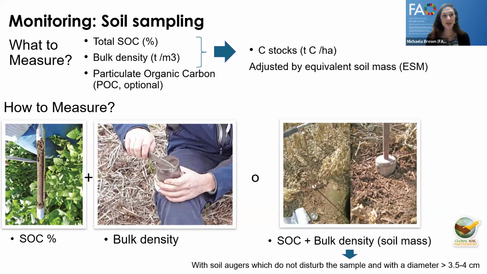Then we can also look at particulate organic carbon. This is optional, but as this particulate organic carbon has a different stability in the soil, it's helpful to parse out, in certain instances, the proportion of particulate organic carbon versus the rest of the carbon in the soil. So that's an option that some project participants can take, but certainly we'll always take organic carbon, bulk density, and calculate carbon stocks based on that.